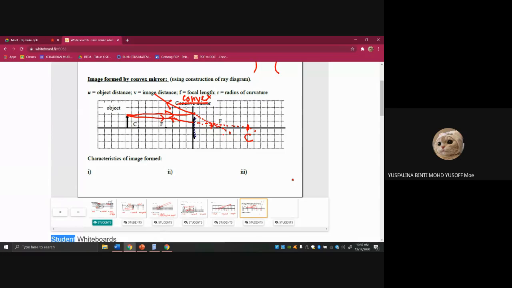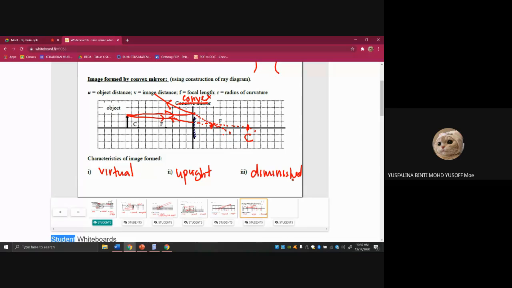Okay, because if you draw like this, only the reflection ray, you can see there is no image formed. So that's why you have to make it longer. Okay, and it goes until C here. So this one should be the image. Okay, so what is the characteristic here? So this one, the first one should be virtual, upright, and diminished.